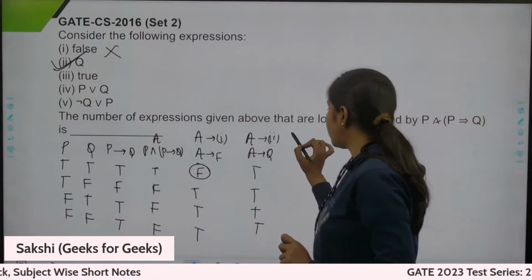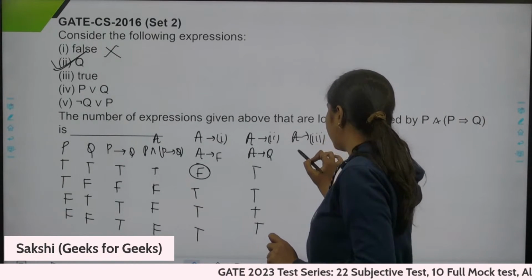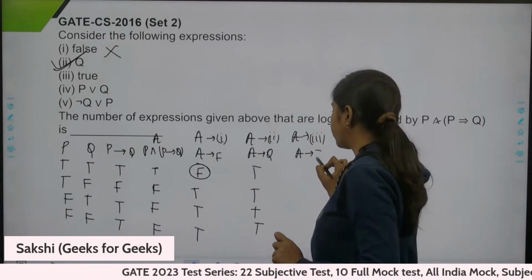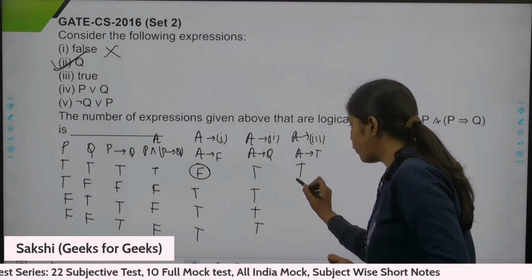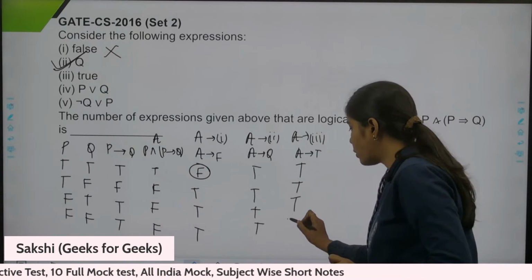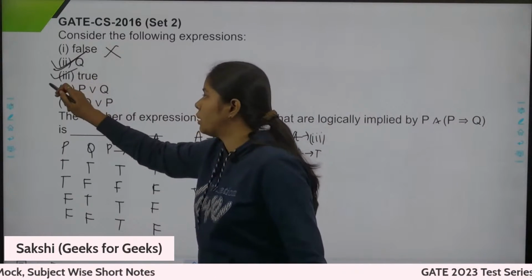Now third statement is A implication third. So that means A implication true. So let's see. What is A? A is this. True implication true? True. False implication true? True. False implication true? True. So I am getting true in every case. So this is also logically implied.